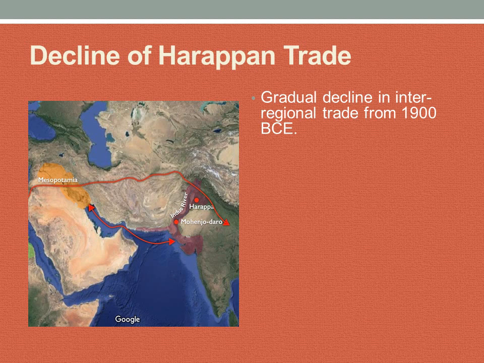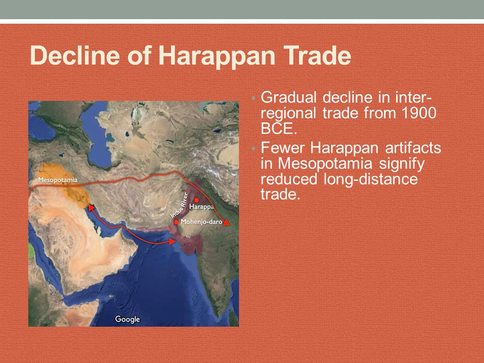Gradual decline of the Harappan trade happened when the Indus Valley civilization declined from around 1900 BC. The fewer Harappan artifacts in Mesopotamia signify that there was reduced long distance trade. So, right from the layers which are found in Mesopotamia during the time of 1900 BC, we find that there is a decrease in the presence of Harappan artifacts in Mesopotamia. From there, we can understand that the intensity of trade had decreased.